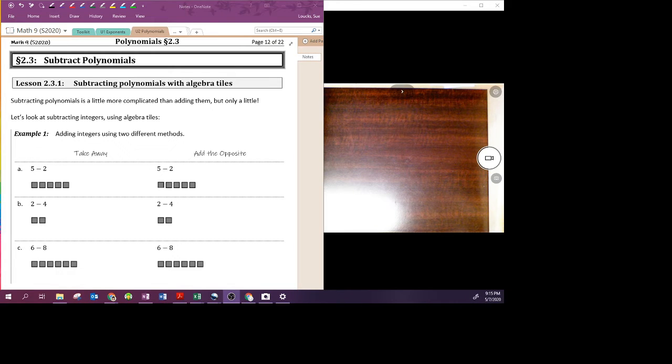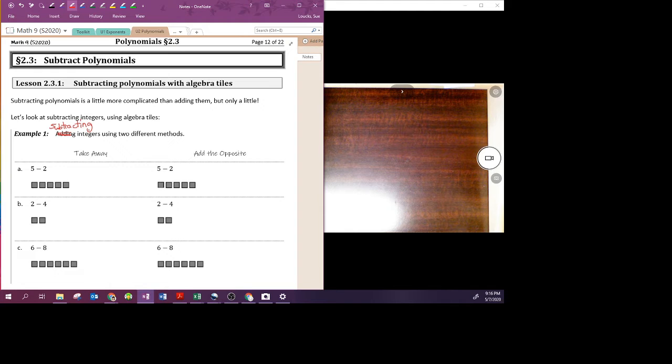First thing I have to do, of course, is fix a typo on my page. This should say subtracting integers, not adding integers. Okay. And we're going to start with working with integers just to show you patterns of things, okay?